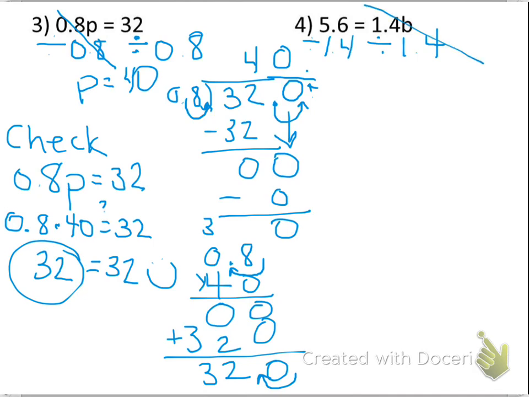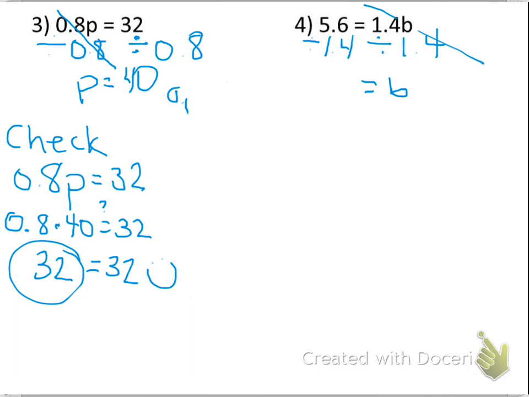Now, these cancel out, so not the whole thing, not the b. The two numbers cancel each other out, so now on this side all we're left with is b. But we need to check what 5 and 6/10 divided by 1 and 4/10 is. I'm going to erase some of this so I have a little more space. All right, so I have 5 and 6/10 divided by 1 and 4/10.